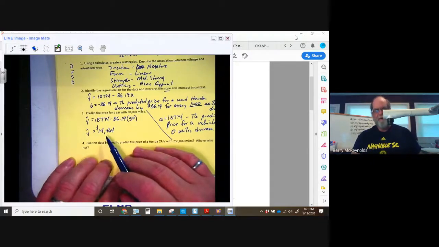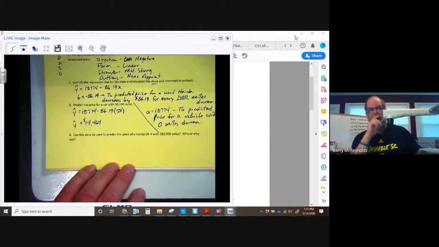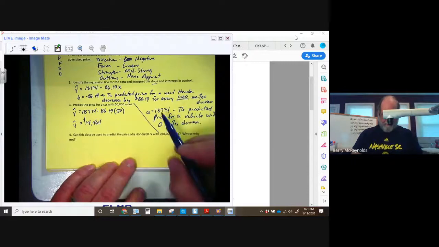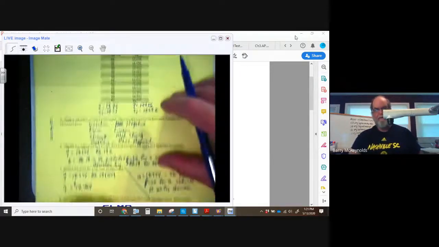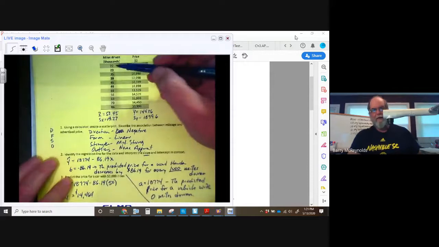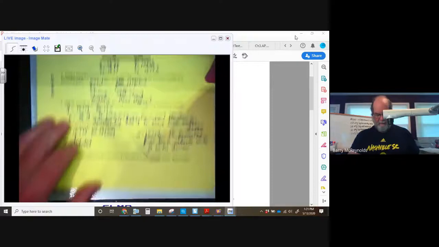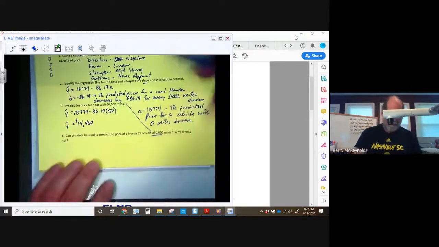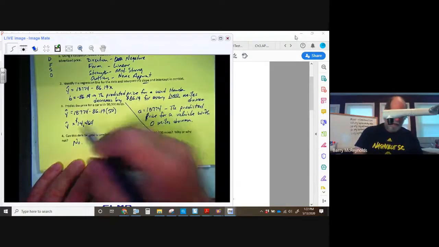Anyway, that's the predicted price. Okay, so now the last question on the first page is, can you use this data to predict the price of a car with 250,000 miles driven? And yesterday we talked about this thing called extrapolation. Notice that the range of values for our data is from 22,000 to 86,000. And so 250,000 is well outside that range. And so our answer is going to be a big fat no there.